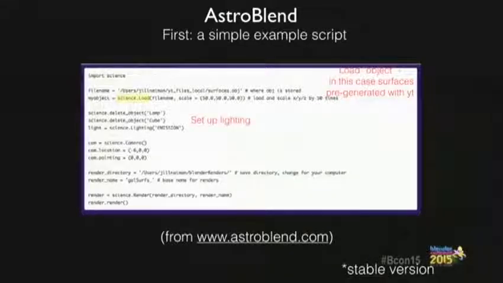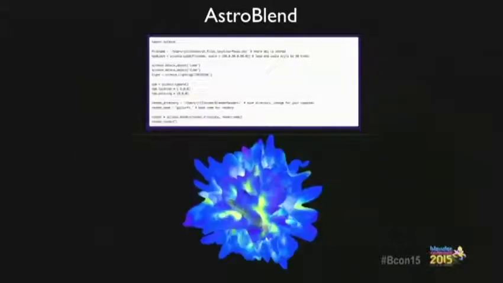Then you set up your lighting. You say, I want to make it glow. Position your camera. You say, I want to render it to this location, and then you render, right? Pretty easy. So you get this image.